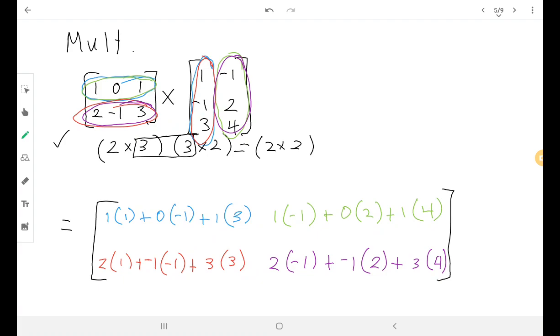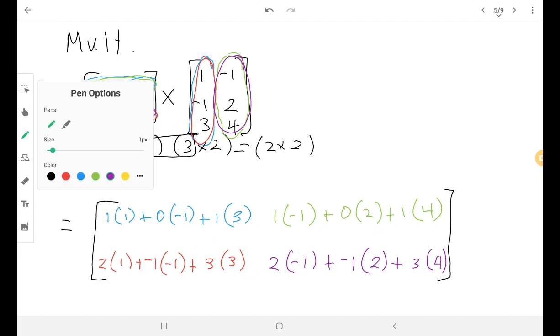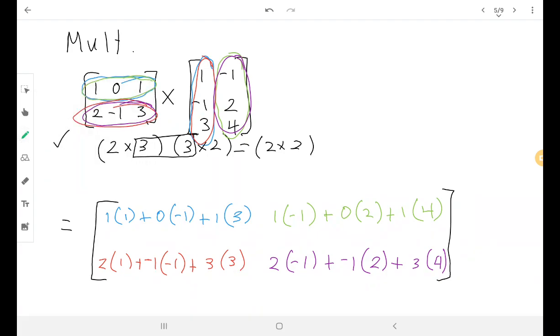And then you do all that math and you get the answers. I'll do that real small down here. 1 times 1 is 1. 0 times -1 is 0. 1 times 3 is 3. 1 plus 0 plus 3 is 4. 1 times -1 is -1. 0 times 2 is 0. 1 times 4 is 4. So -1 plus 4 is 3.